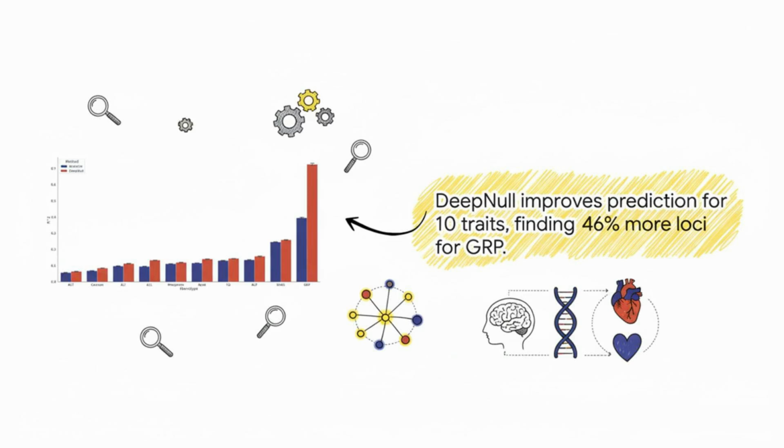This is from real-world data. When they unleashed Deepnull on actual patient data from the UK Biobank, the results were just incredible. For predicting the likelihood of glaucoma, Deepnull found 46% more significant genetic locations than the old-school method. I mean, that is a massive leap forward. It means we're getting way, way better at figuring out who's really at risk.